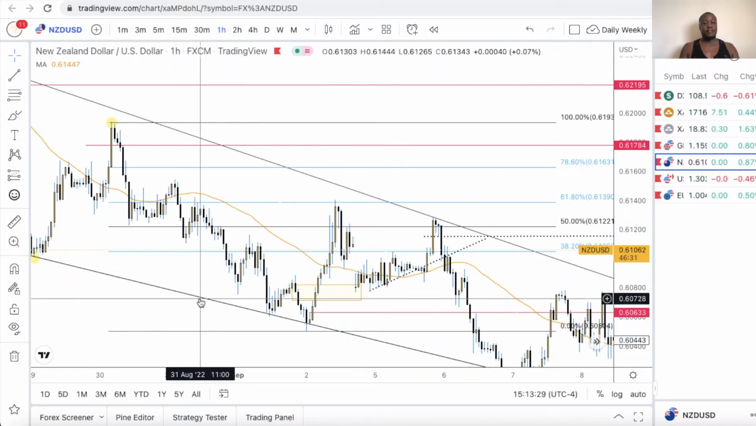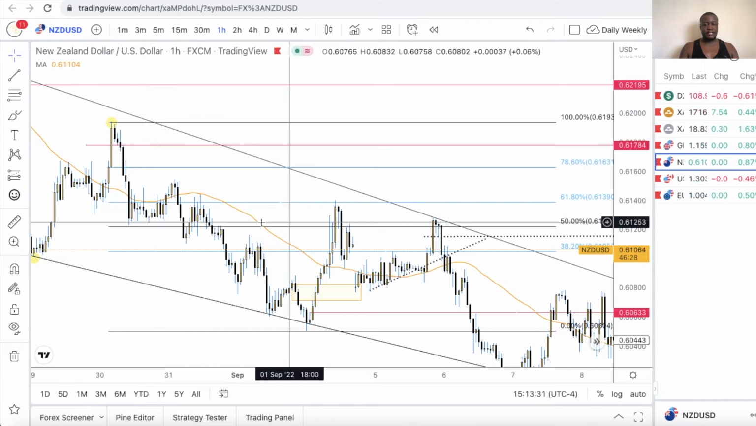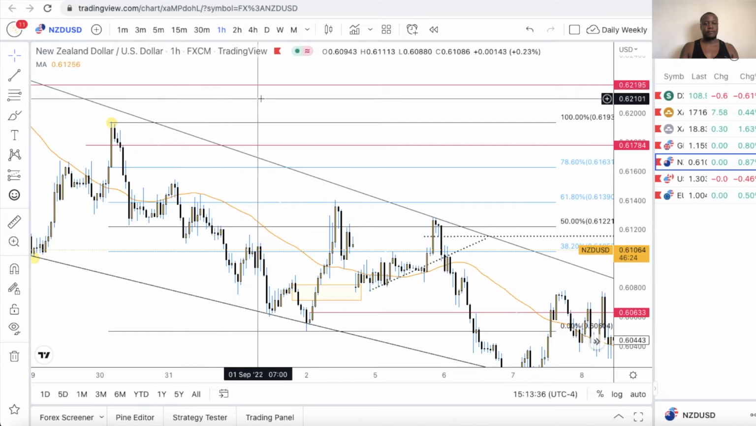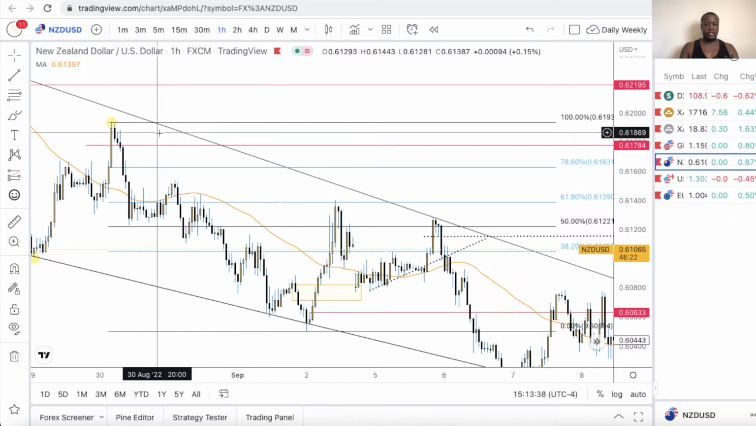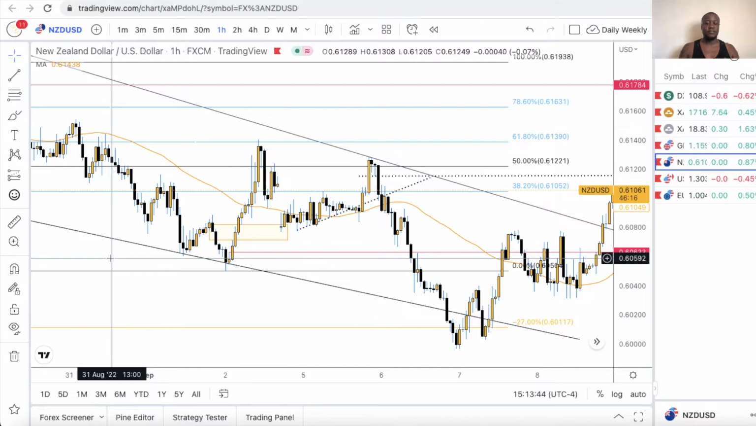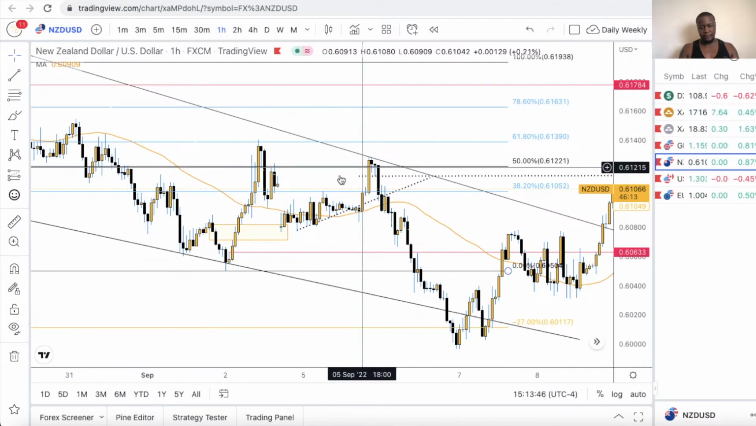Liquidity, fair value gaps, liquidity spots that need to be filled. As you can see, I have this line marked off right here and this line marked off right here as well. So those are spots that need to be filled. Up to this point, those are spots that need to be filled. So back to this trade.